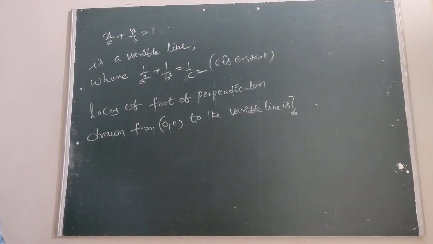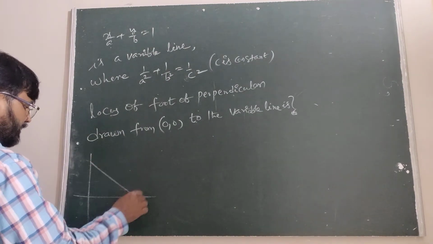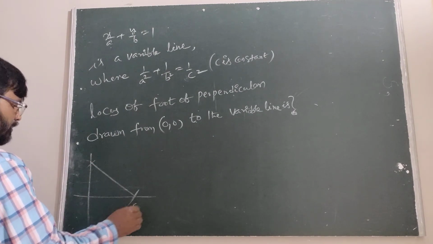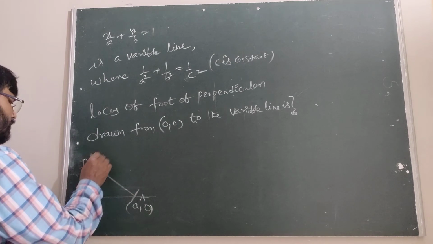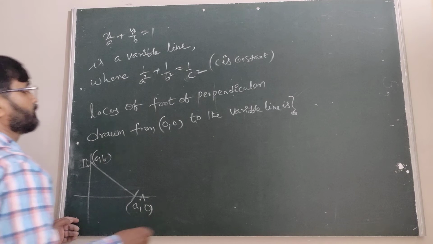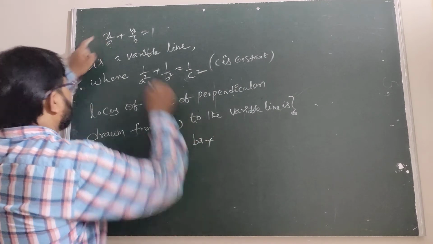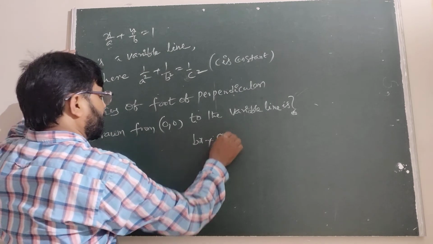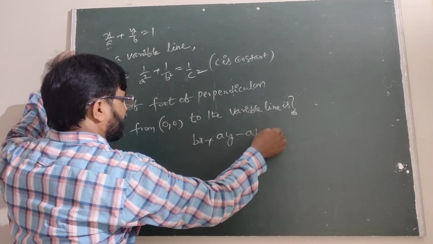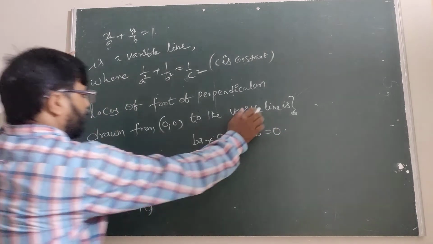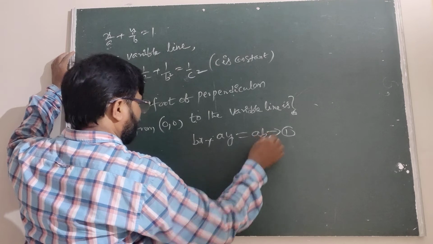Now x by a plus y by b equal to 1. We know that this is the intercept form. The variable line meets the axes at a comma 0 and 0 comma b. Now this is b into x, bx, plus a into y, ay, equal to ab. It is equation 1.